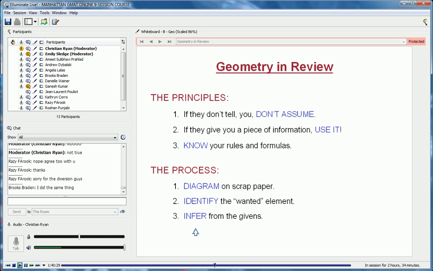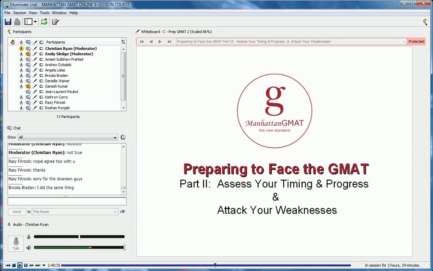I'm just going to take a couple of minutes to quickly go through some preparing to face the GMAT material we didn't get to last time, then we'll take a break. This will just take a couple of minutes.